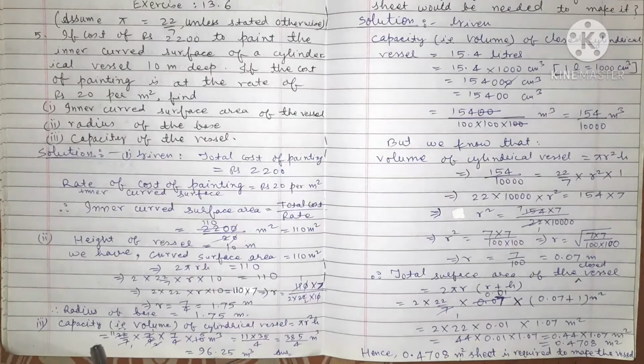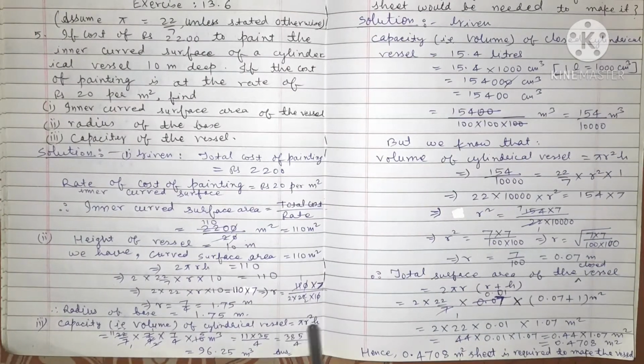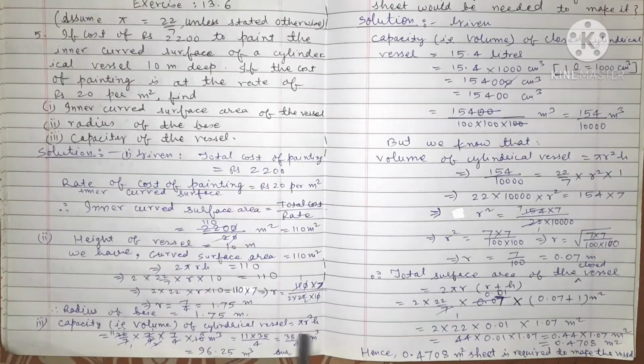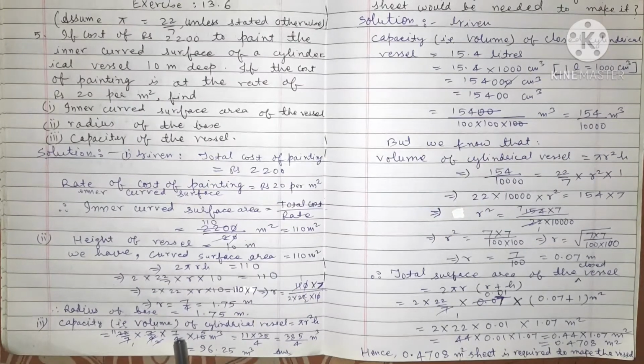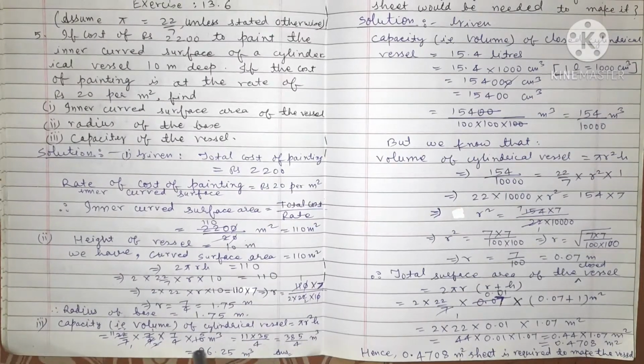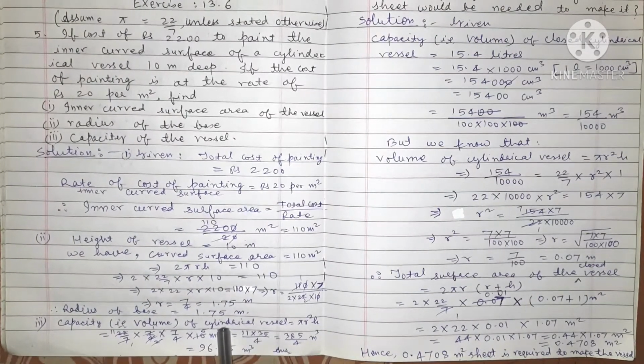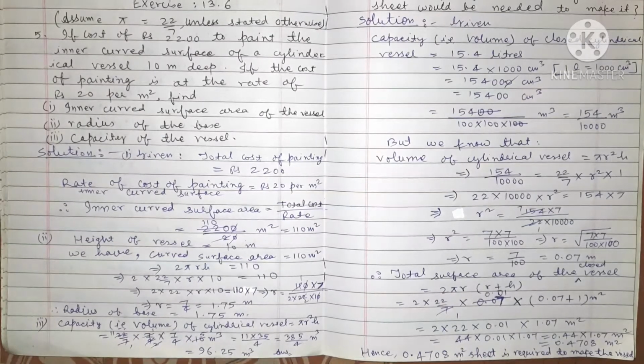Now the third part. Capacity, that is volume of cylindrical vessel, equals pi r square h. This equals 22/7 into r square, which means r into r, so 7 by 4 into 7 by 4, into h, which is 10 meter cube. The unit of volume or capacity is meter cube because the unit is given in meter.